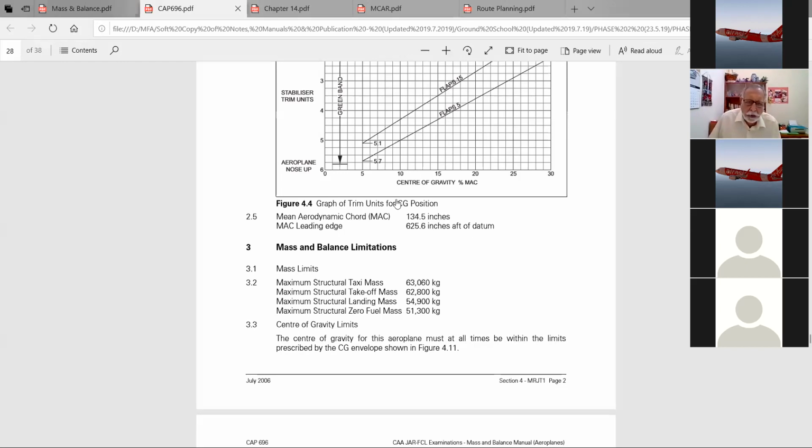13% of 134.5 is how much? 17.485. And therefore now the arm of CG, which is 13% of MAC for MRJT, I can calculate. And therefore, when we do the calculation for our takeoff, our landing, we must ensure that the CG is always within the MAC. We'll refer to this later on.